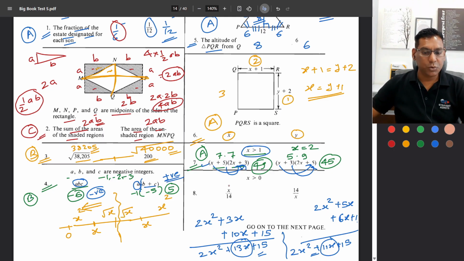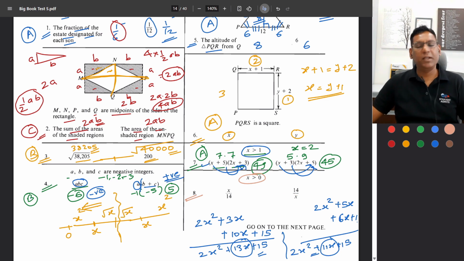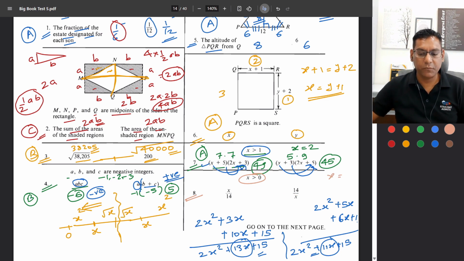All right, let's look at question 8. X is greater than 0. We compare x by 14 and 14 by x. How do I do that? Let's take a number, let's take easy numbers. X is equal to 14. This comes out to be 14 by 14, that is 1, and 14 by 14, that is 1. So the answer comes out to be C.